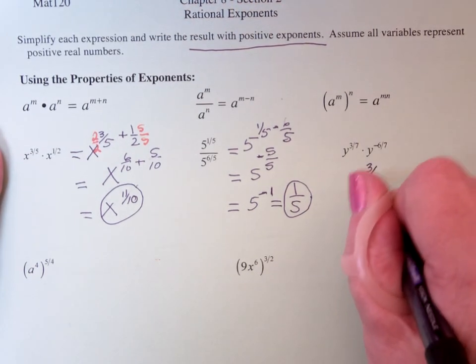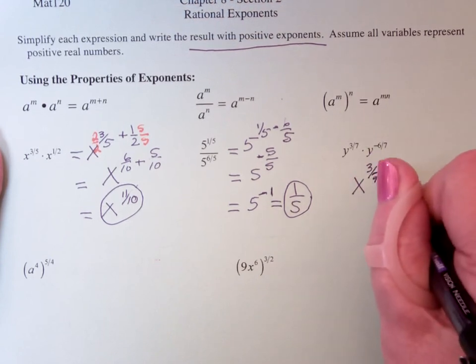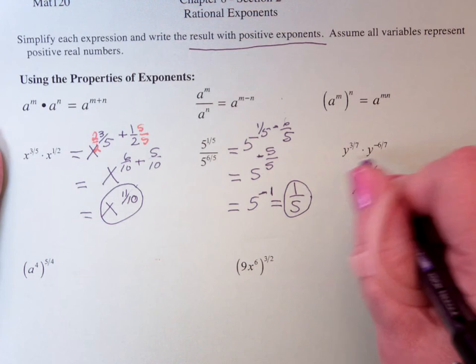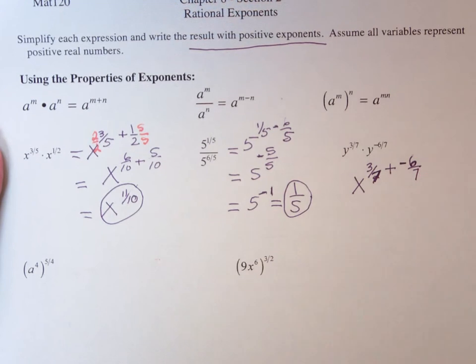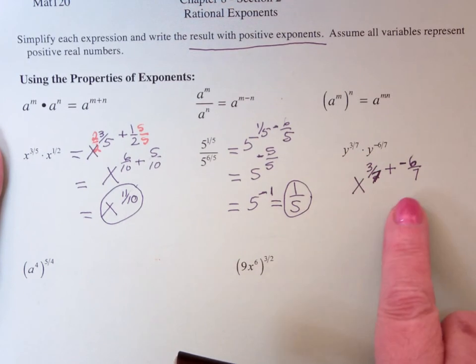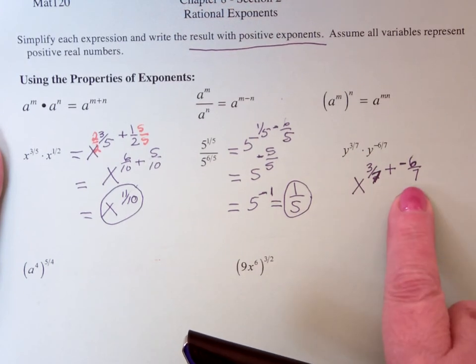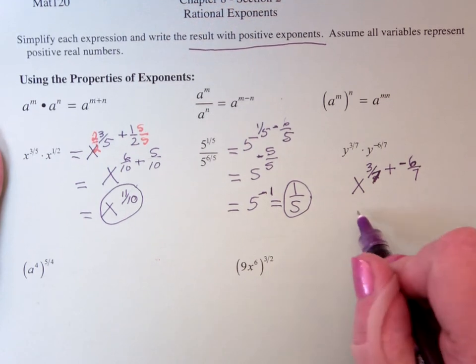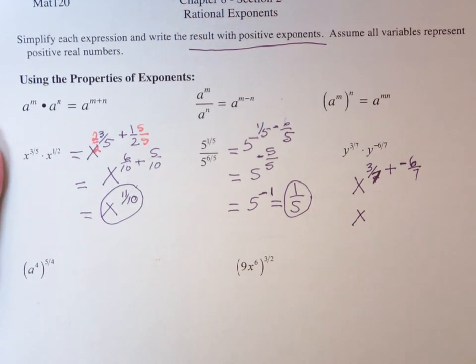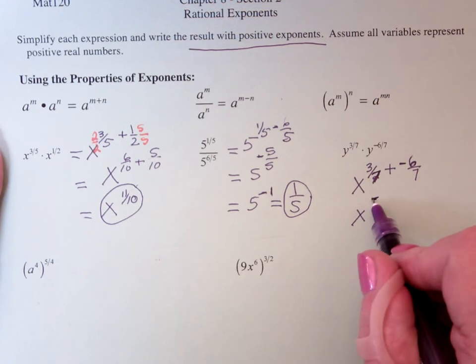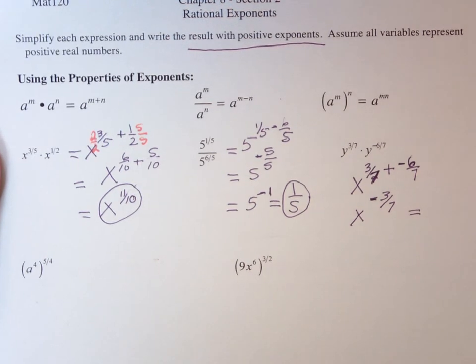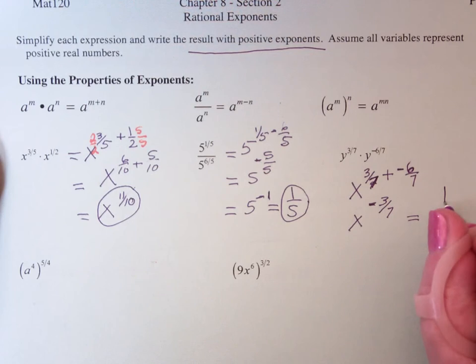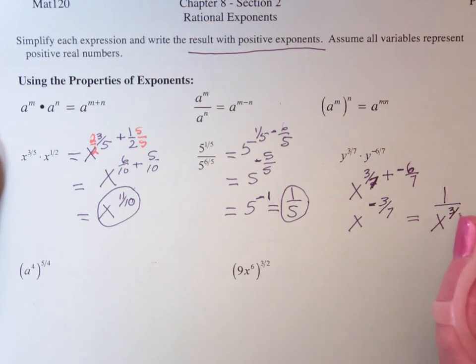Next, x to the 3/7, and it's sevenths, times, bases are the same, so you add the exponents, negative 6/7. If you multiply and the bases are the same, you add the two exponents. So this is x to the negative 3/7. They say write it with only positive exponents, so this turns into 1 over x to the 3/7.